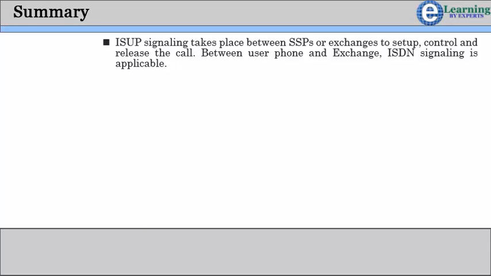To summarize, ISUP signaling takes place between SSPs or exchanges to set up, control and release the call. Between user phone and exchange, ISDN signaling is applicable.